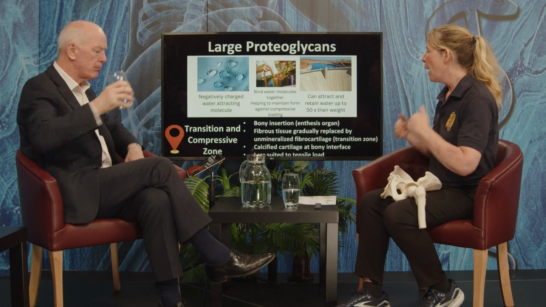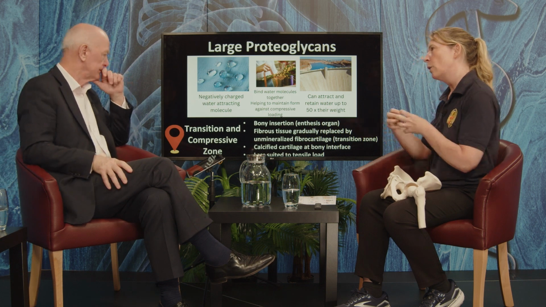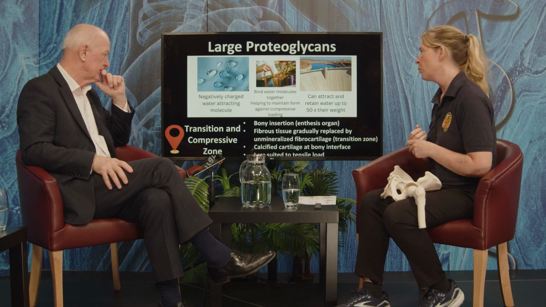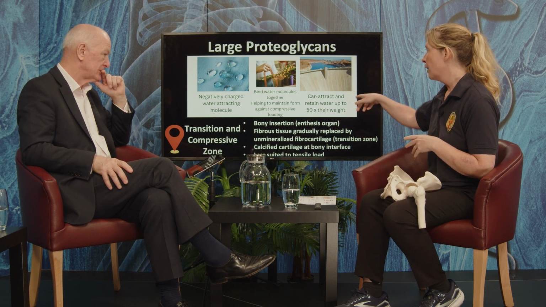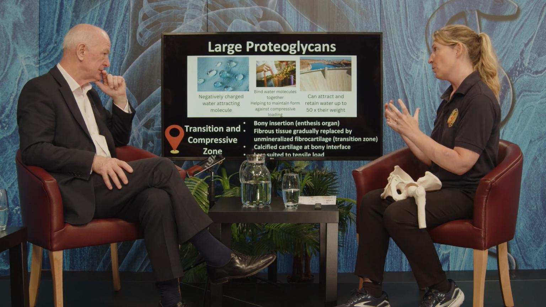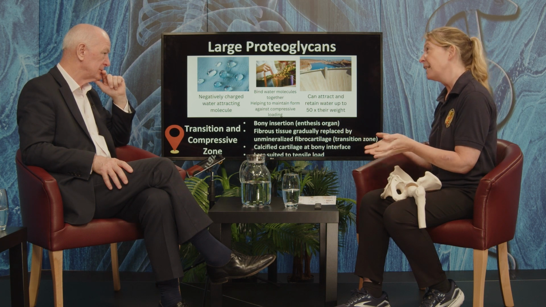But what that means is it's then less suited to tensile load, the longitudinal load through the tendon. So they can attract water and swell, and that's what you see if we use the Achilles tendon as an example. When you see that swollen tendon, that's often a response to load. The large proteoglycans are becoming more dominant, and they're swelling to try and protect the tendon.